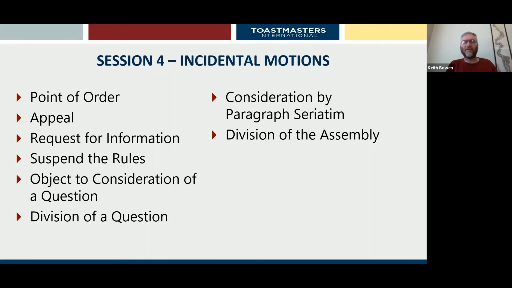So it's different from division of the question, which is breaking down the motion into its component parts. Division of the assembly is just making sure that, in the days of Parliament, division of the House basically meant people lined up for and against, and you could now count them all. And it's essentially what you're doing here. You're just saying division of the assembly, so we can see the ayes and the noes, and we can move on from that.